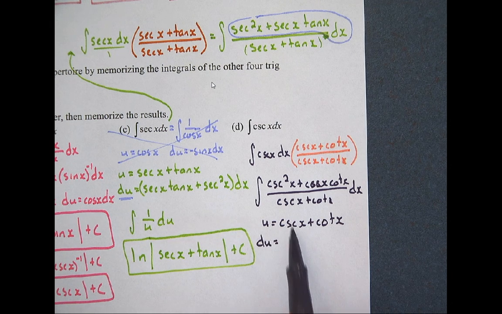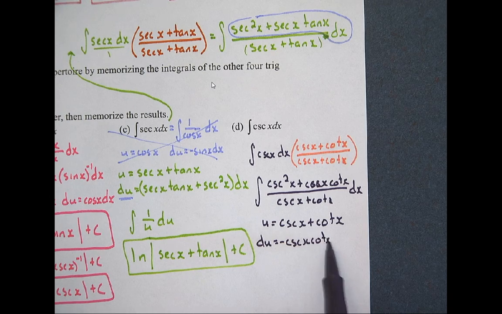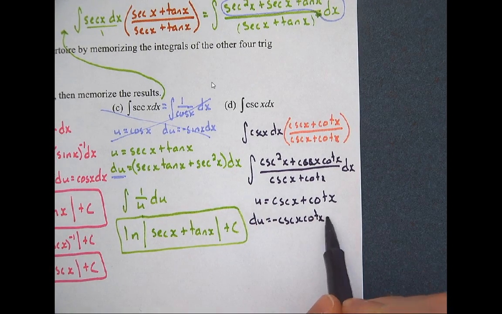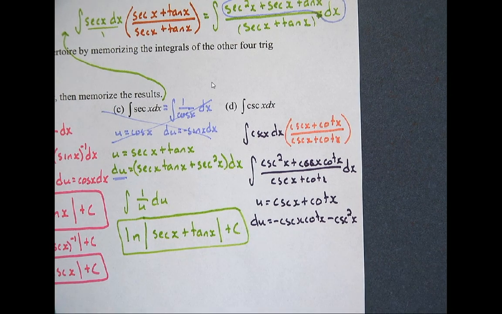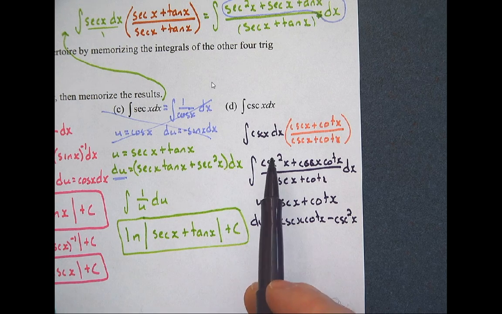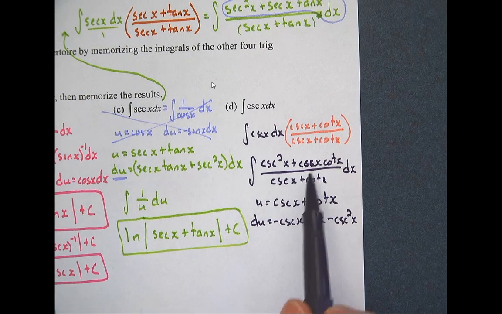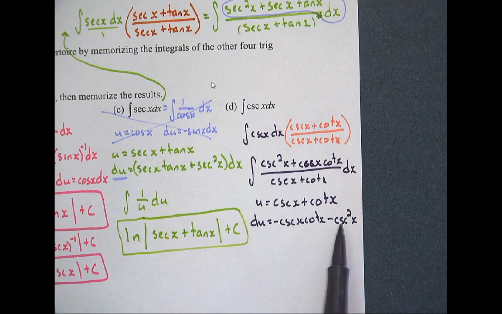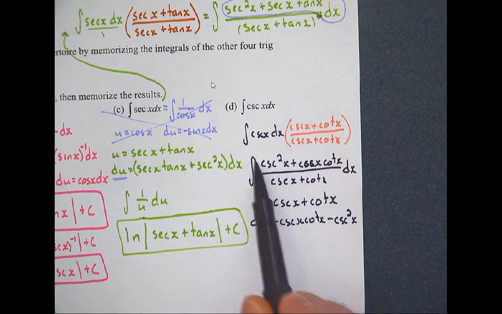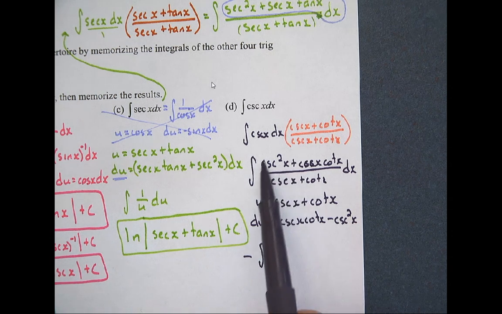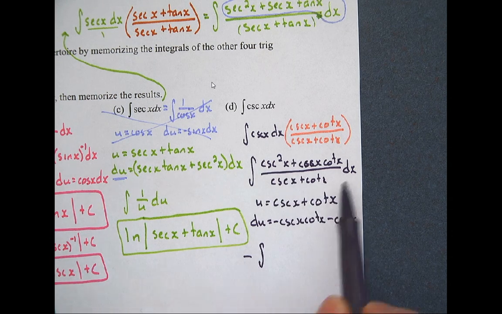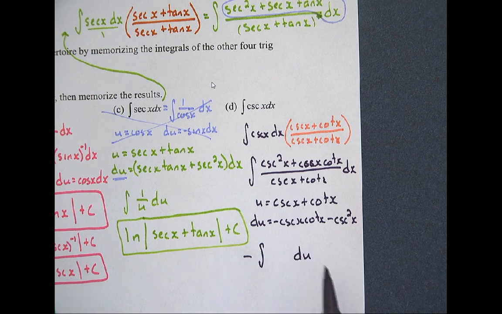Du, derivative of cosecant, is negative cosecant x cotangent x. Minus, derivative of cotangent x is cosecant squared of x. Okay, so let's look back at what we have and what we need. So I do have a factor that I need. So this stuff's going to roll to make my du, but I need a negative. So all of this with the negative and the dx becomes our du, and I still have 1 over u.